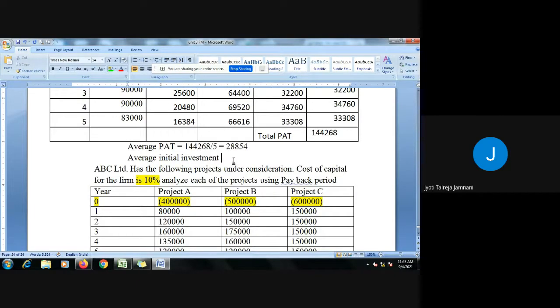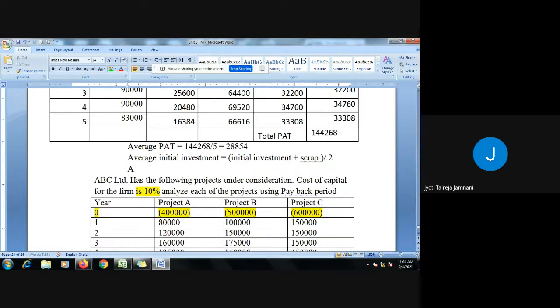Now that we have the scrap value, we need to find the average initial investment. The formula for average initial investment was initial investment plus scrap divided by 2. So we have scrap now. So we are using the average initial investment.